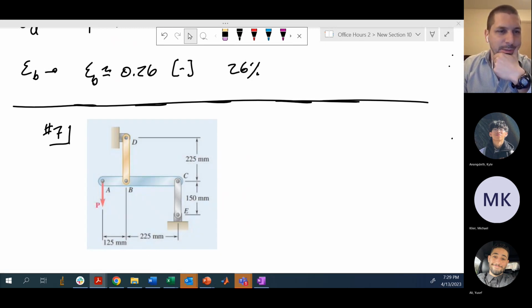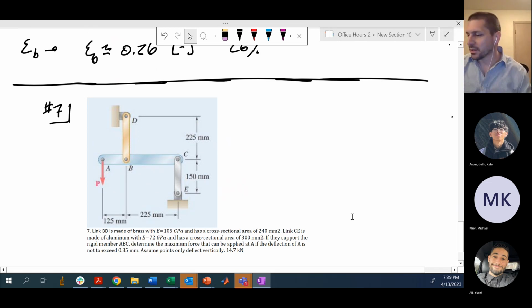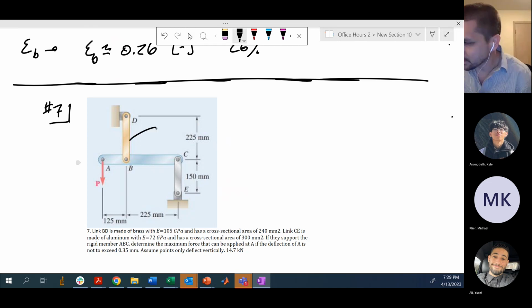Okay, so let's see if I can actually copy over the problem statement as well. That will help keep things moving smoothly. So here we have link BD. It's made of brass with a modulus of 105 GPa, cross-sectional area of 240 square millimeters. That's that piece on the top here. And we have another non-rigid link EC made of aluminum, 72 GPa, cross-sectional area 300 millimeters squared. They support the rigid member ABC, so we want to determine the maximum force P to be applied at A if the deflection of A is not to exceed 0.35 millimeters.